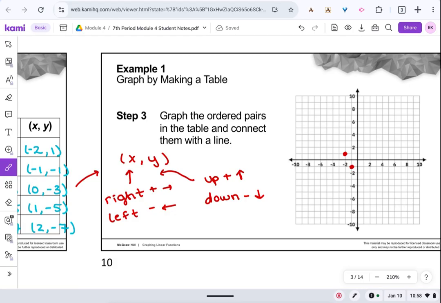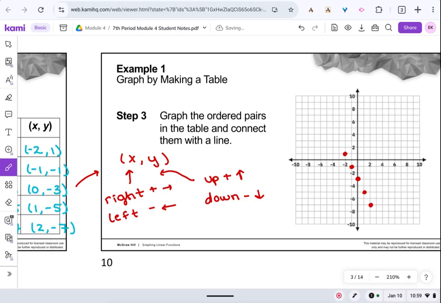0, -3. So 0 means I'm not going left or right. -3, I'm just going to go down 3 on my y-axis there. Okay. 1, -5. So my x is turning positive now, so I'm going to go right 1. And then -5 will go down 5, put a point. And then 2, -7, that's going to put me right here.